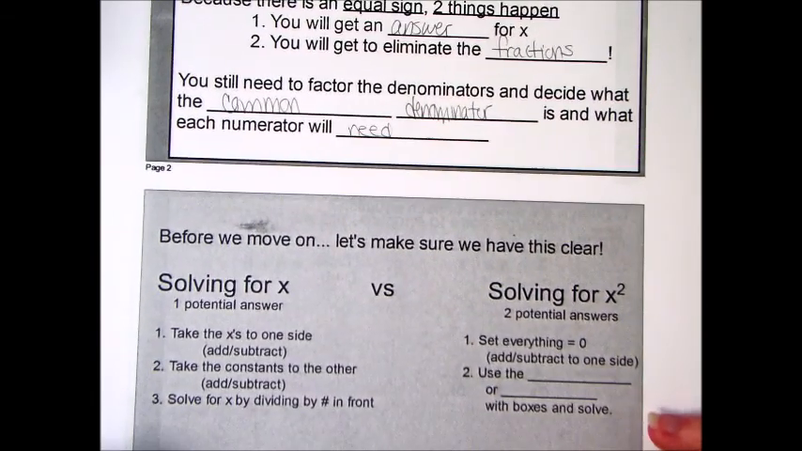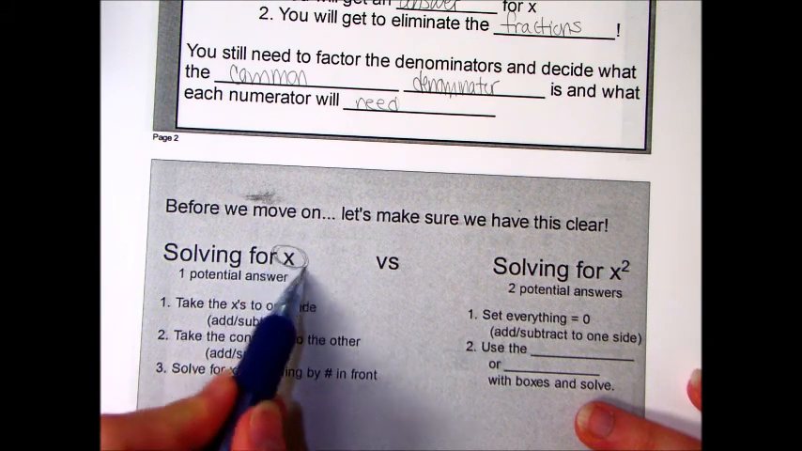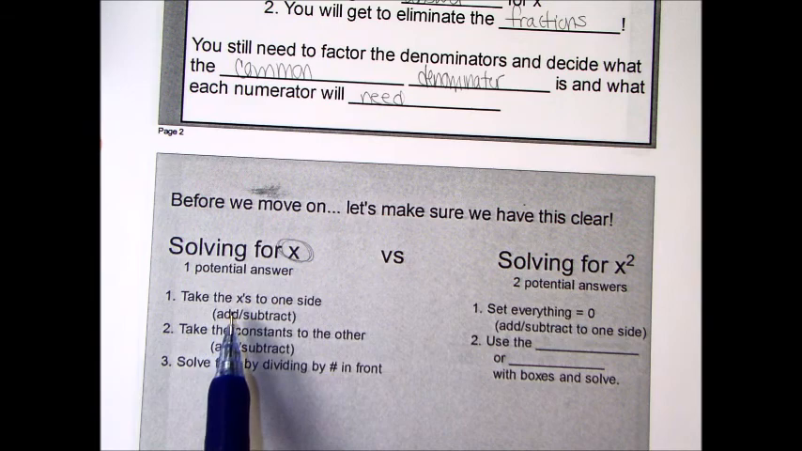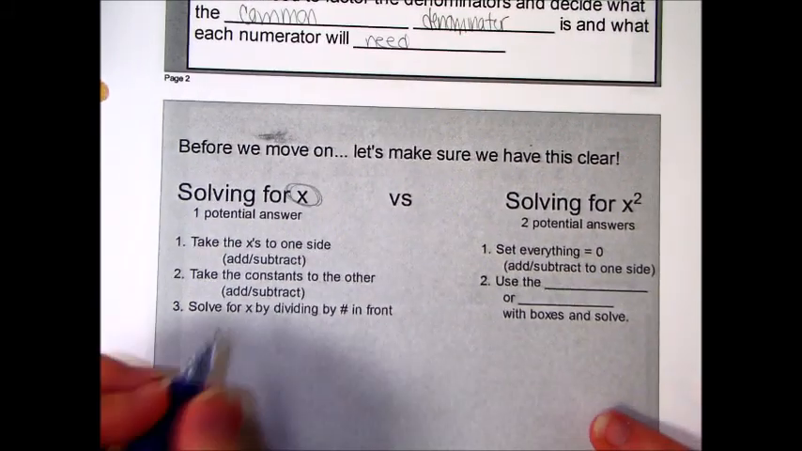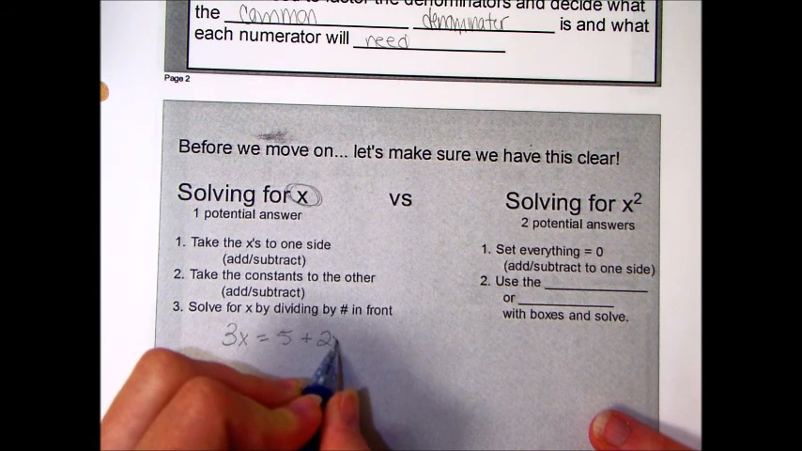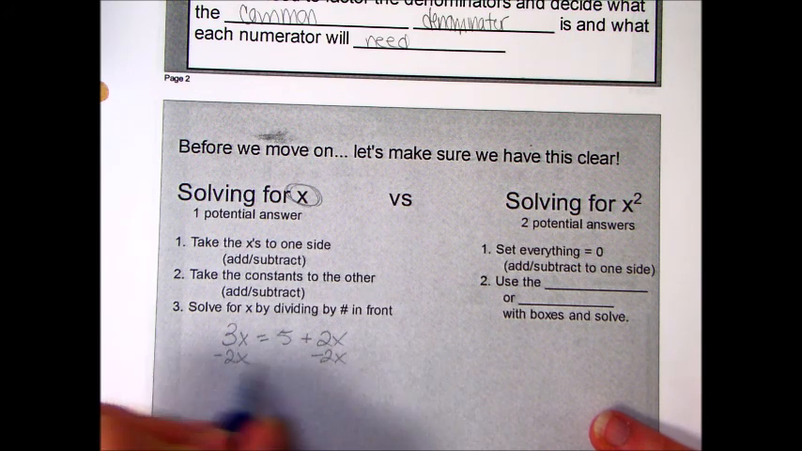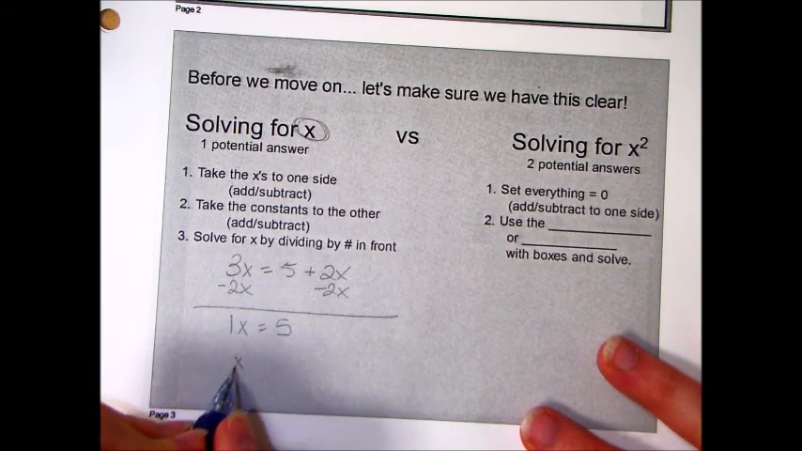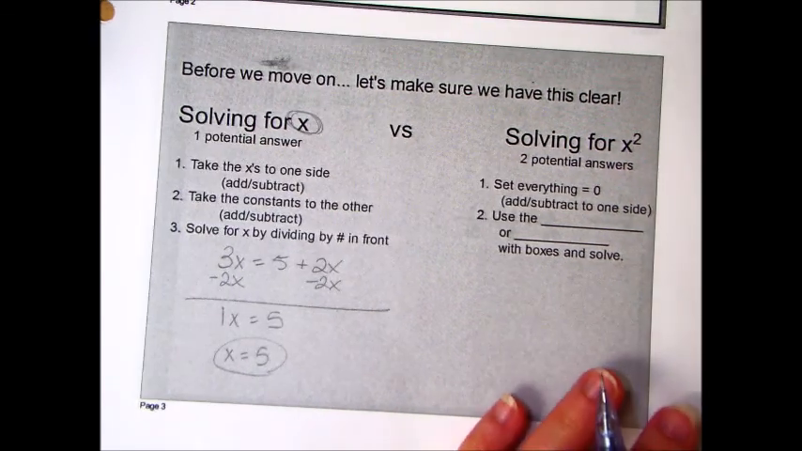Before we move on, we do have to make sure that you remember this. When you just have to solve for x, like you don't see x squared, there's really only going to be one answer. Take the x's to one side, take the constants to the other, and solve for x by dividing. So if you get, like, 3x equals 5 plus 2x, that's what I'm talking about. You would take away 2x, you would get 1x equals 5, you would divide by 1, and x equals 5. Please pause the video if I did that too fast so you can keep up.